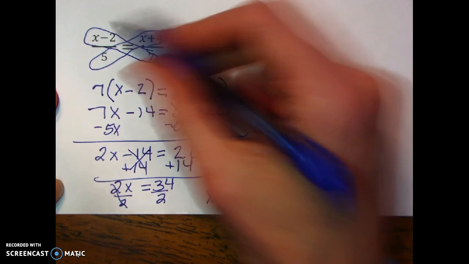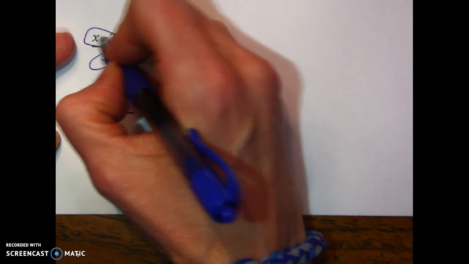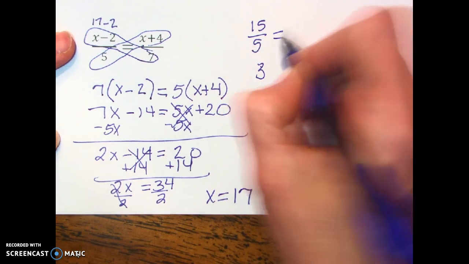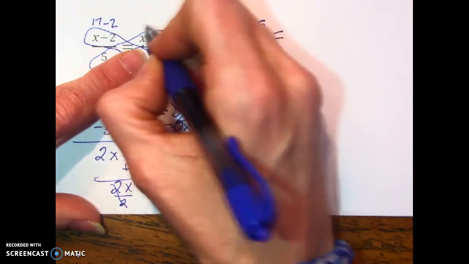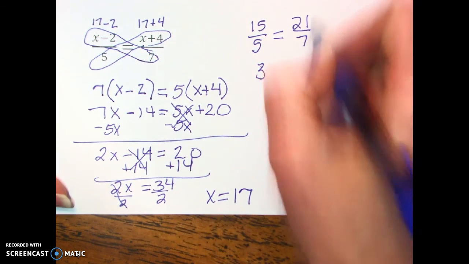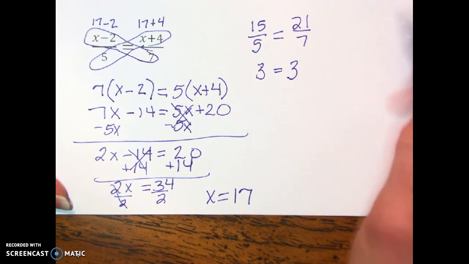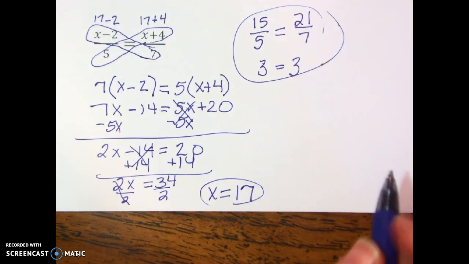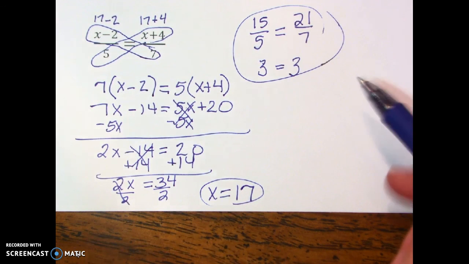We can check this if we put this back up in here. 17 minus 2 is 15 over 5, which is really just 3. 17 plus 4 is 21, divided by 7 is also 3. So we can see, this is kind of our check here, we can see how that's possible for this situation.